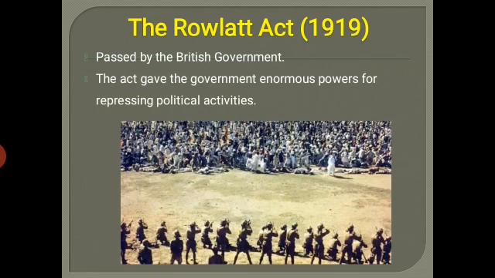Students, why did Mahatma Gandhi oppose the Rowlatt Act? Listen, this act gave the British government enormous power to repress political activities of Indians. According to this law, political prisoners could be detained in prison without trial for 2 years. Mahatma Gandhi wanted non-violent civil disobedience against such an unjust law. So this was the information about the Rowlatt Act. It was called the Black Act by the Indians.